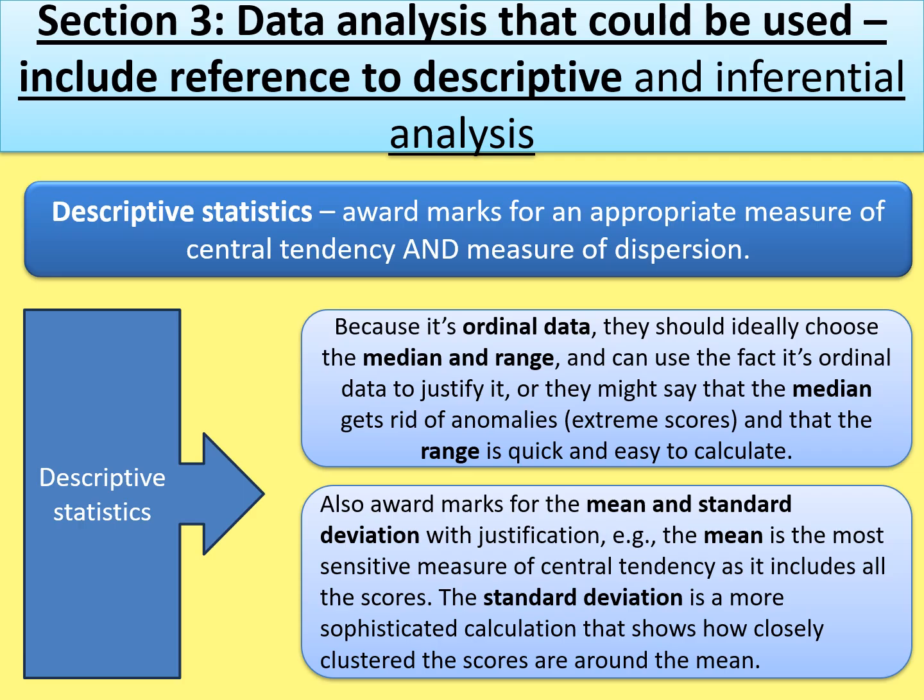You just need to justify why you've chosen those things. So the mean is the most sensitive measure of central tendency as it includes all the scores, and the standard deviation is the most sophisticated calculation that shows how closely clustered the scores are around the mean, so it's less distorted by extreme scores than the range. You could argue that. So as long as you say that you're going to describe the data set using a measure of central tendency, such as the mean or median, and a measure of dispersion, such as range or standard deviation, and justify the one you've chosen, that will be fine.